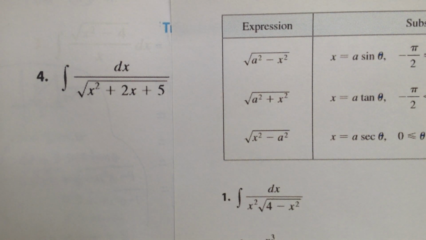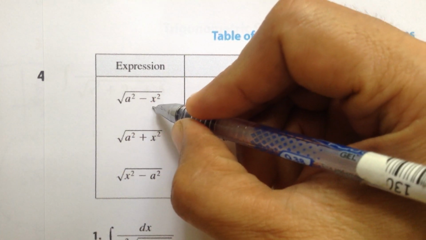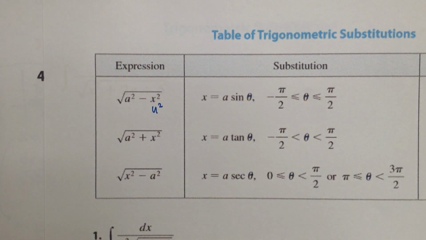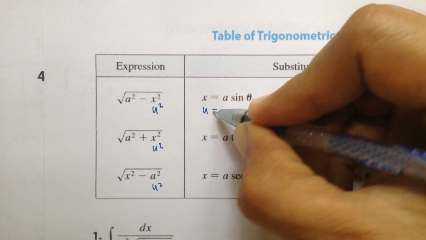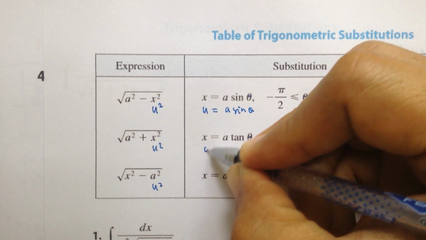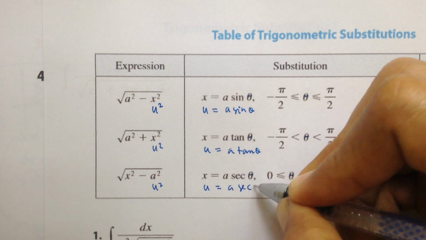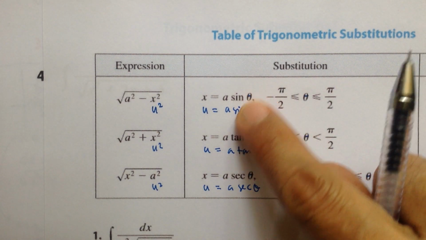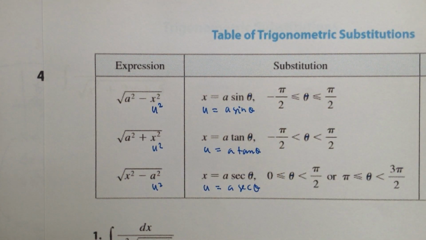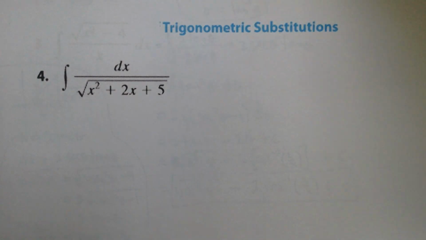But there's actually a way to convert it into that form, because we can write this as u squared, where u is a function of x. So therefore, u is a sine theta, u is a tangent theta, and u is equal to a secant theta. In other words, we're writing here the more general form of the trigonometric substitution. So that's what we're going to do here.